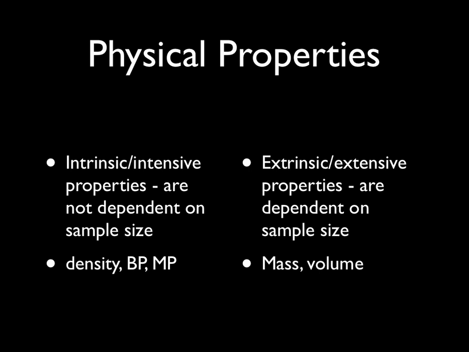Extrinsic properties, on the other hand, or extensive properties, are dependent on sample size. So if we had, again, a small beaker of water versus a large bathtub full of water, we're obviously going to have differences in mass and volume. So that's the difference between those, and that's what you should be familiar with for this class.